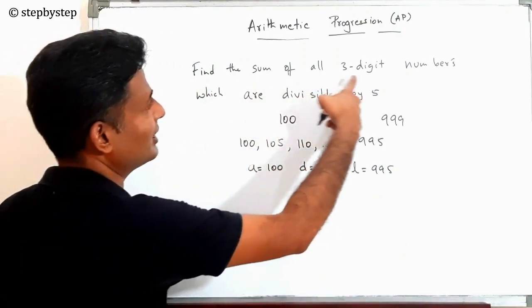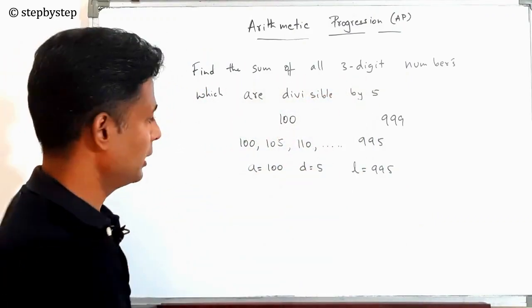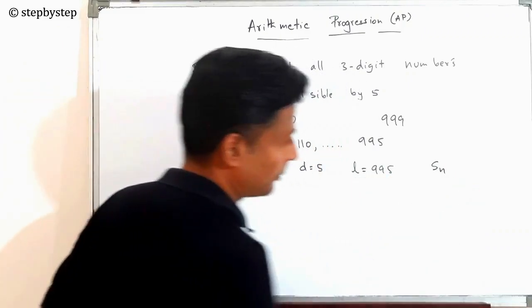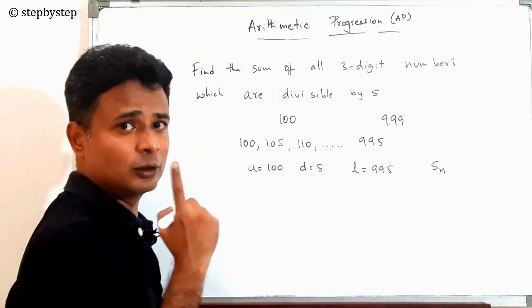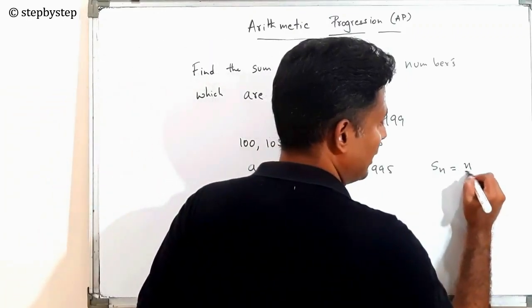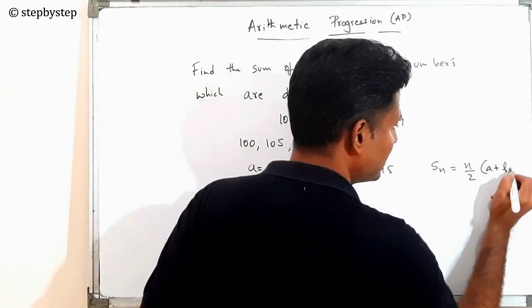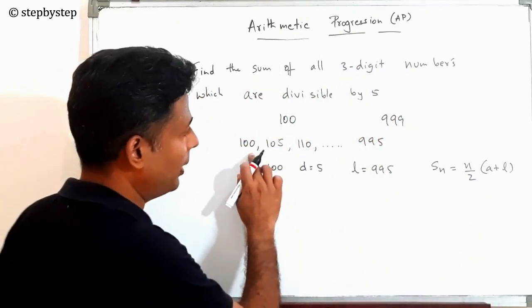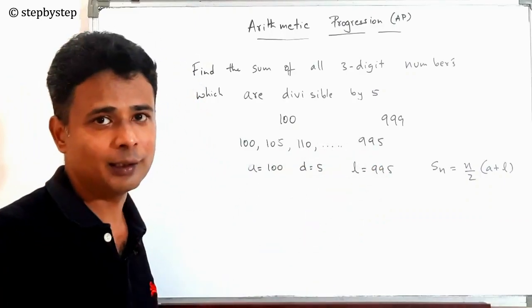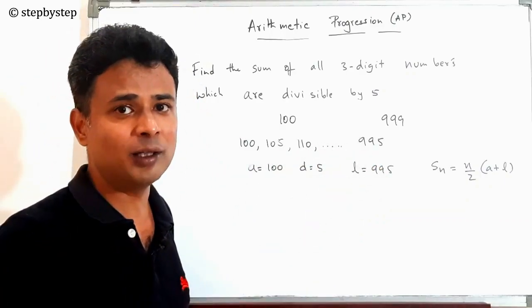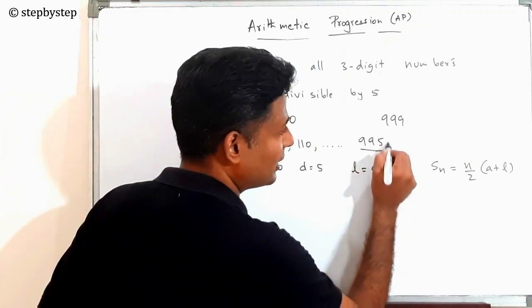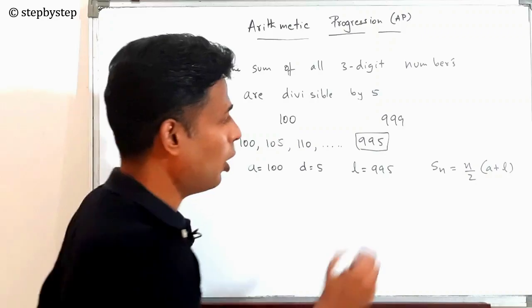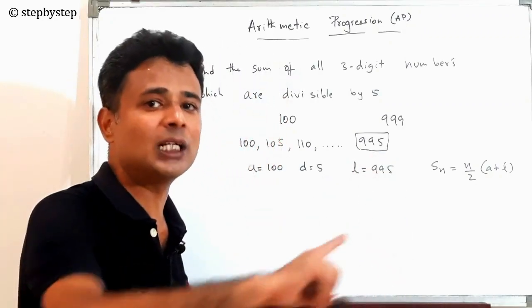And they have asked us to find the sum of all 3-digit numbers. So we need to find S of n. We know the first and last term, so we can use the second formula, that is n by 2 into A plus L. But we do not know the value of n. We do not know how many terms are there from here to here. How do we find the number of terms? We know the last term. So the n value of the last term gives us the total number of terms.